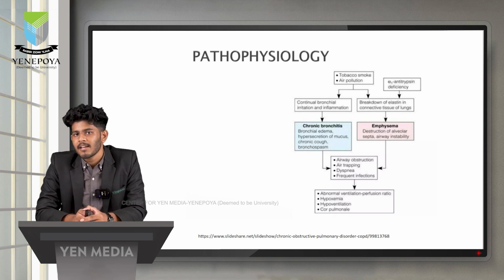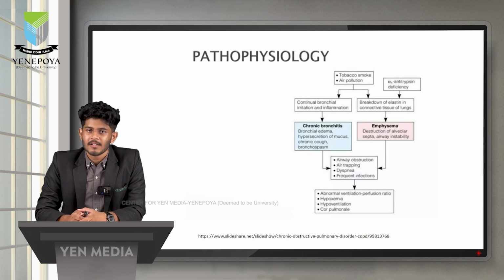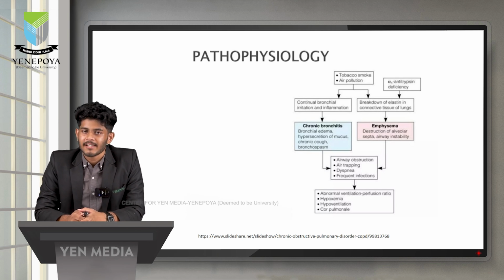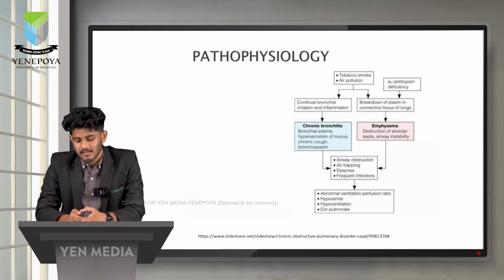Then cor pulmonale. Cor pulmonale means right-sided heart failure due to a chronic lung condition that causes increased pressure in the pulmonary arteries, which will make our right ventricle work harder, which eventually fails.